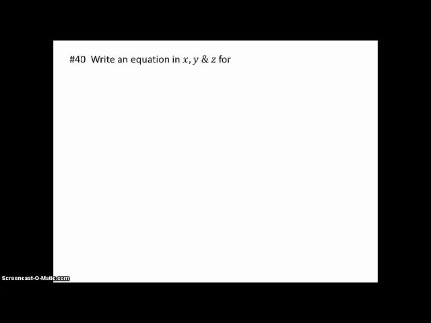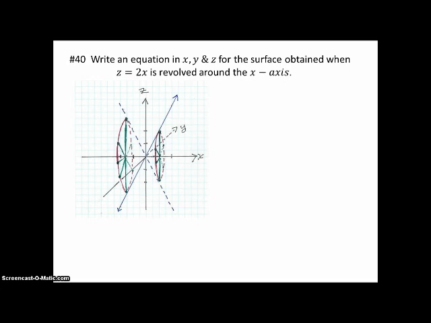Number 40. Write an equation in x, y, and z for the surface obtained when z equal to x is revolved around the x-axis. So the blue line is z equal to x, and notice that y points behind the screen, because if you think about it, the y-axis was rotated back and down. And then the dotted line is the image of the line z equal to x across the x-axis, and so we've got these circular cross sections, and I've shown one on either side of the z-axis.